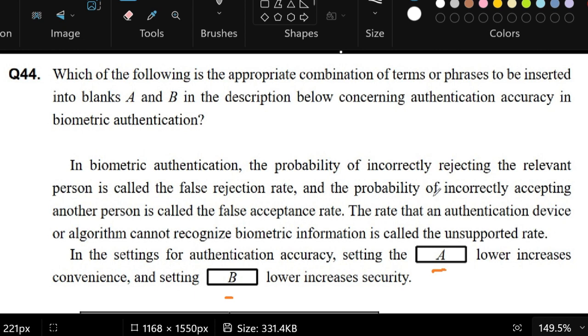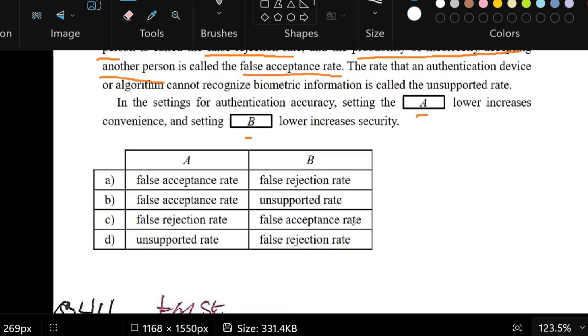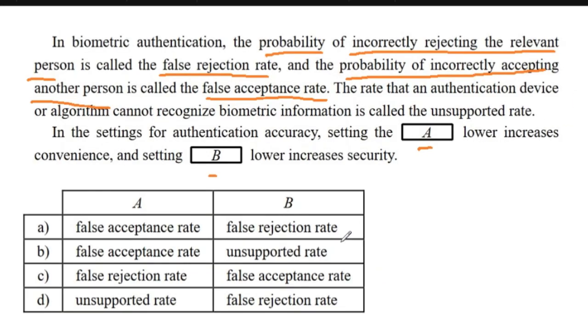And from the description, we also have something about probabilities, incorrectly rejecting the relevant person. They call it false rejection rate. The probability of incorrectly accepting another person, that's false acceptance rate. So I think the way to understand this further is to look at the choices. From the choices, we have two columns for each of the blanks. We gotta choose which one goes to A, which one goes to B.